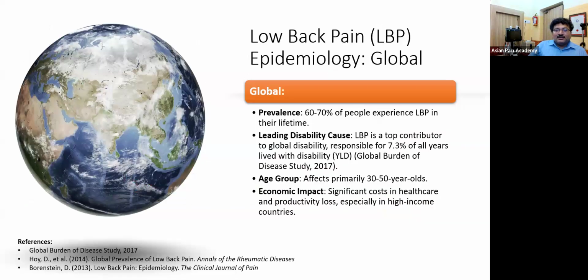Now, back pain is a very well-known global problem. To be frank, its prevalence is around 60 to 70%, and it is the leading cause of disability. And you will find the surprising thing. The worst part is that it affects more of the age group which is primarily the economically productive group, that is 30 to 50 years. And obviously, it is having a huge economic impact.